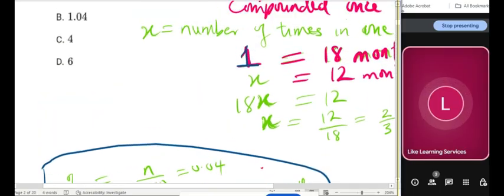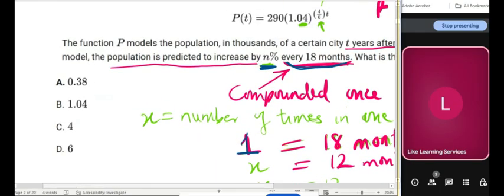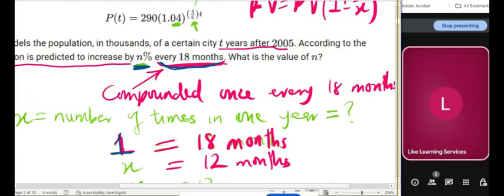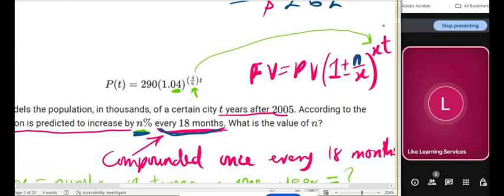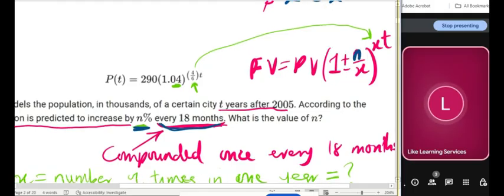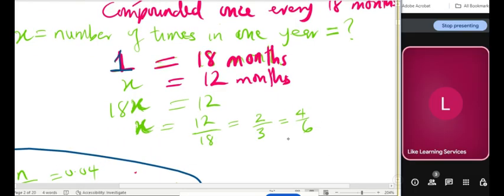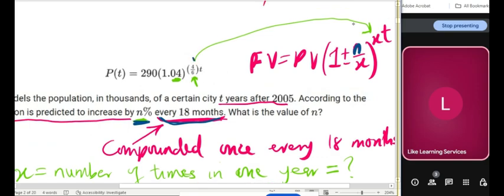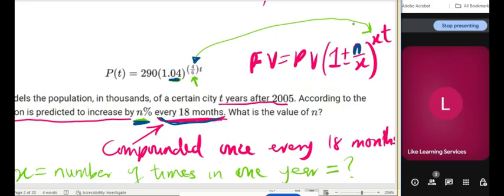Because the formulas are related, the two formulas with compound interest, the general formula for compound interest. We have discovered that 4/6 is the number of times it is compounded in a year, or 2/3, it's the same thing, which shows up here. So it means this additional 1.0.